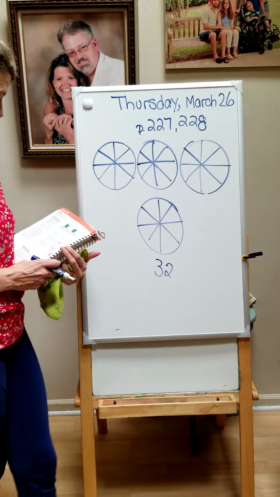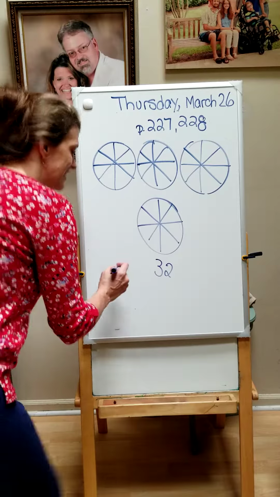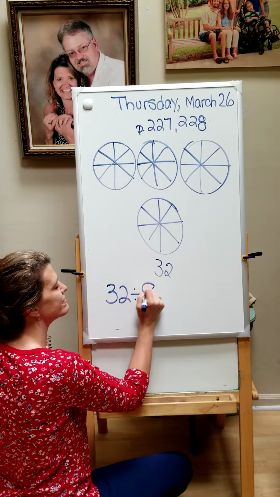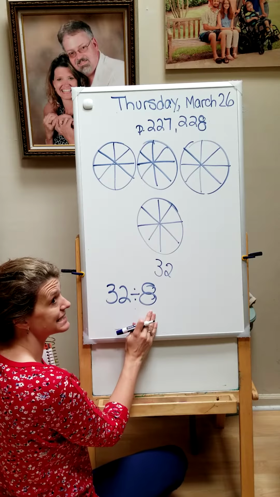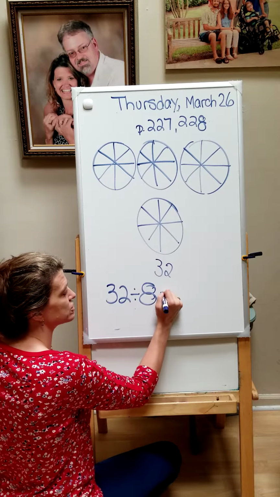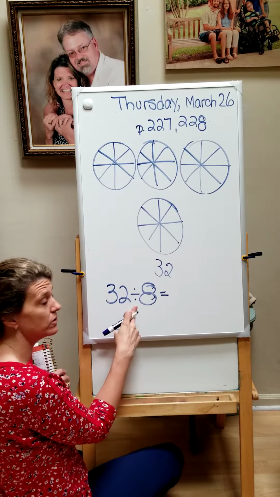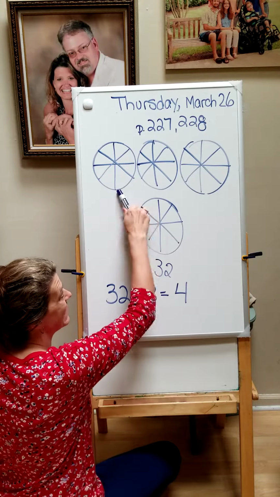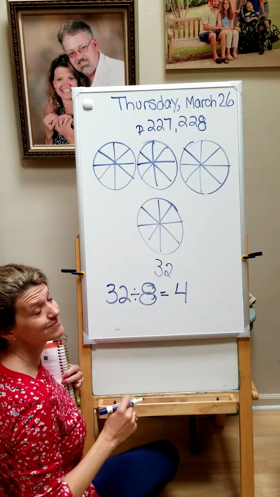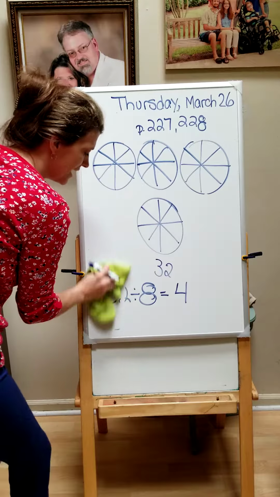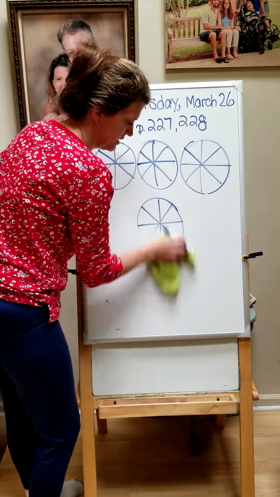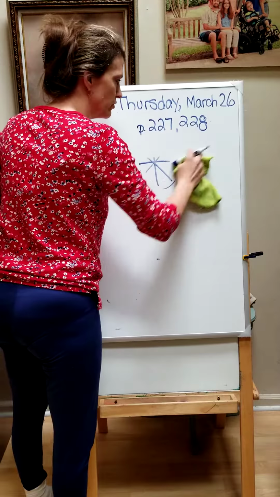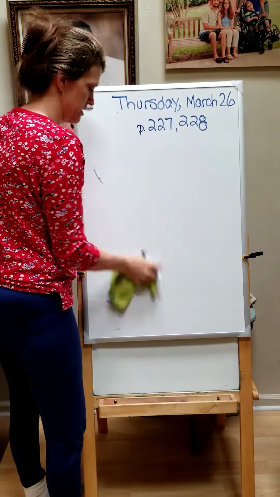But if I were to use the information that they gave us, if they said I needed 32 slices and each pizza is divided into 8 slices, how many pizzas do I need? If I use the division symbol, 32 divided by 8, what do I get? 4. And that's how many pizzas it was. Okay? So there's different ways you can solve a problem. If you're having a hard time, draw a picture. Write down notes. Show your work.